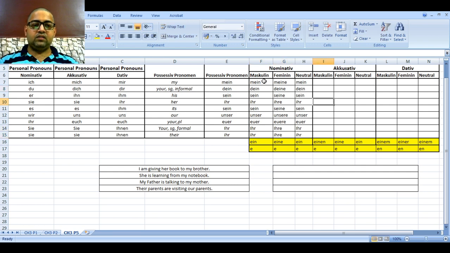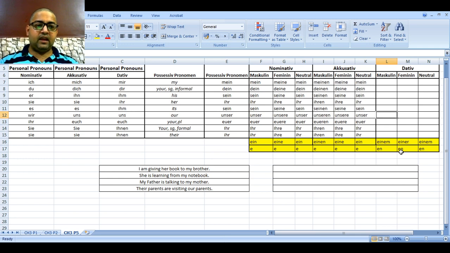In accusative, my indefinite article is einen. So it is going to be meinen, deinen, seinen, ihren, and so on. Let's do it: meinen, deinen, seinen, ihren, seinen, unseren, euren, ihren, ihren. For the rest, nominative and accusative, my indefinite article remains the same.